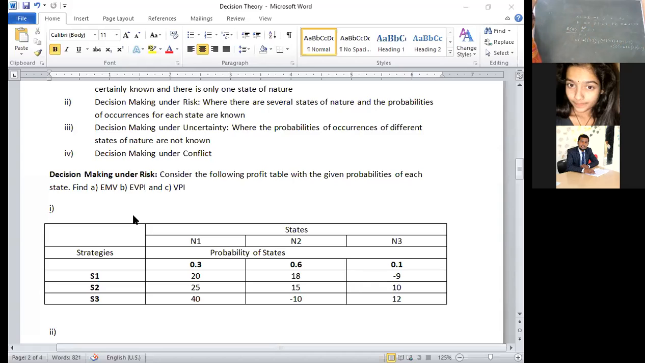Okay, coming back to the problem. Decision making under risk, listen carefully. Decision making under risk, we have three methods.